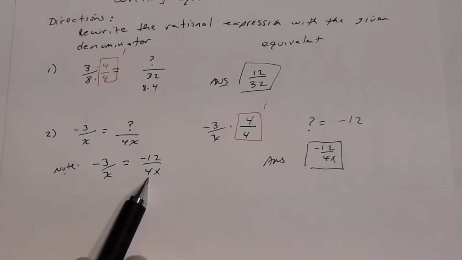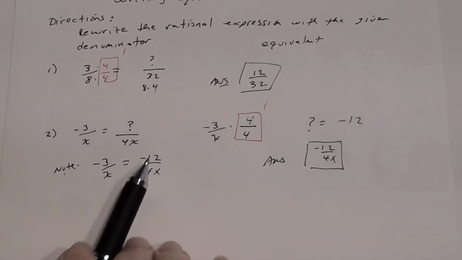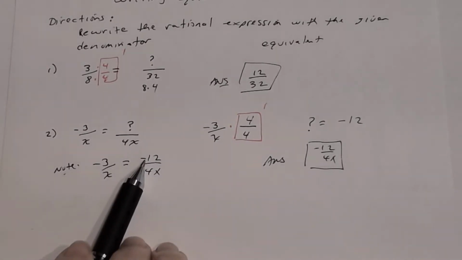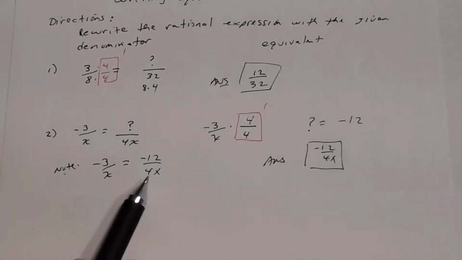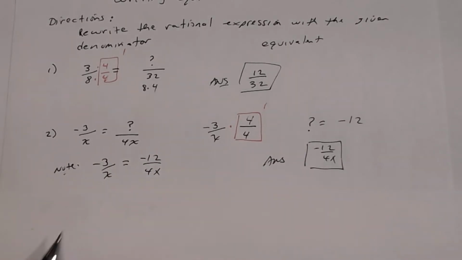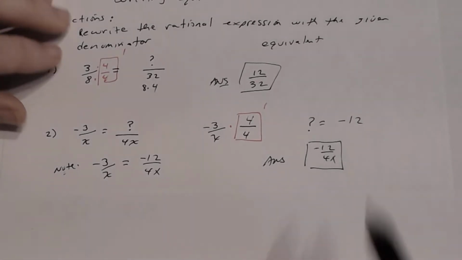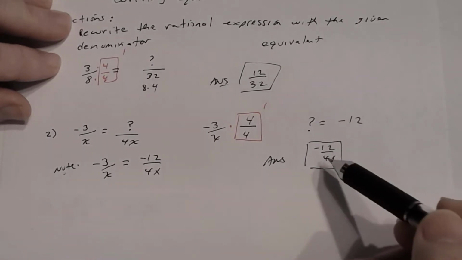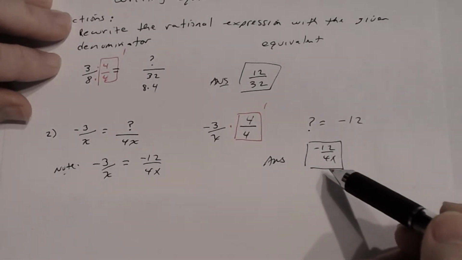And notice if you reduce this, if you go back to a lesson that you've had before, remember we multiplied by 4, right? So if you divide numerator and denominator by 4, you should get this back. And you do. Negative 12 divided by 4 is negative 3. 4x divided by 4 is x. All right? So depending on my math lab, this may be what you would write, or this may be what you would write.